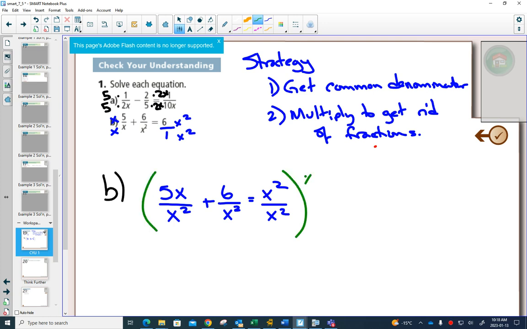Now we can multiply by x squared, and that will cancel out all of our denominators. What are we left with now? We didn't get left with a grade 9 question. Wouldn't the answer be 6x squared? Oh yes, thank you. I just totally lost my 6.